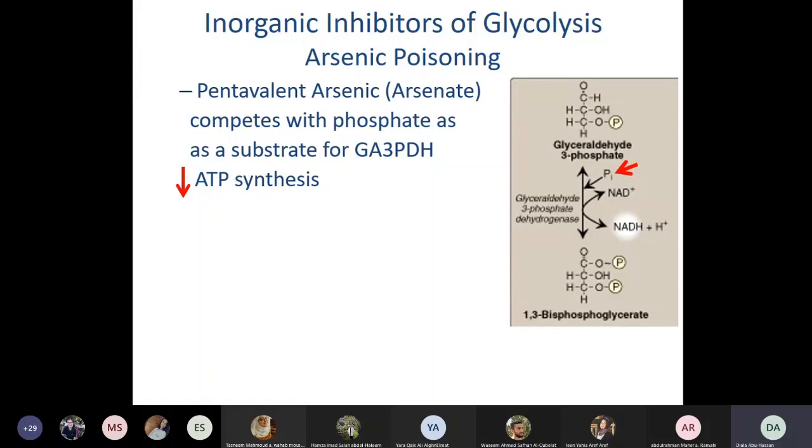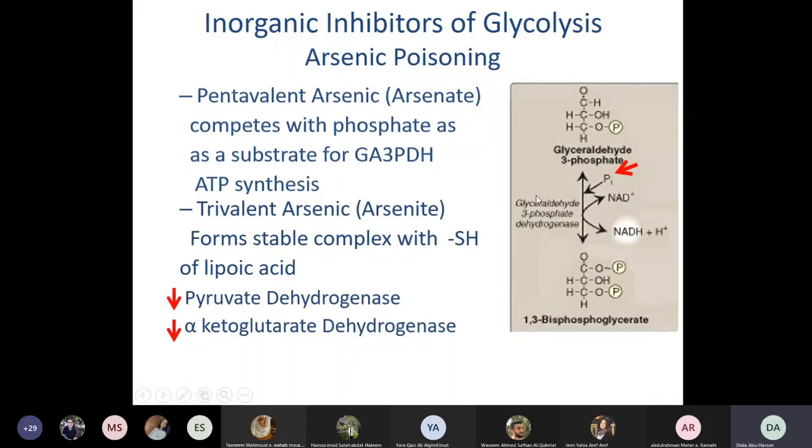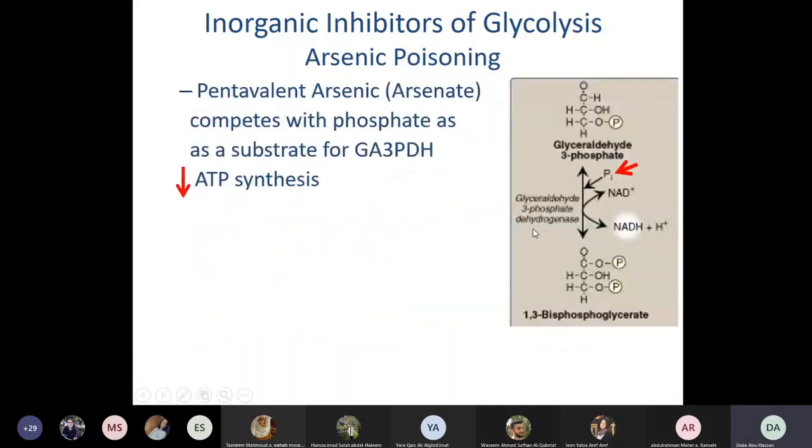So remember that arsenic, or arsenite, is one of the transition elements. Okay. One of its forms is pentavalent arsenic, arsenate. Okay. This specific form, the pentavalent arsenic, competes with inorganic phosphate in which step of glycolysis? In the formation of 1,3-bisphosphoglycerate from glyceraldehyde 3-phosphate, which is a phosphorylation reaction that happens by glyceraldehyde 3-phosphate dehydrogenase, an oxidation reduction reaction associated with adding this phosphate.